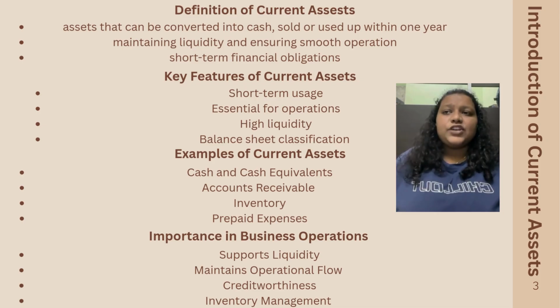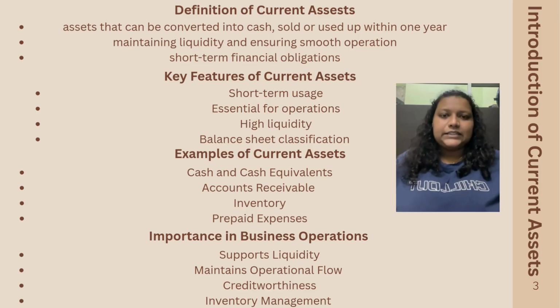Let's move on to the third point, which is examples of current assets. Current assets are cash and cash equivalents, which are readily available funds such as physical cash, checking accounts, and short-term investments. Second is accounts receivable, money owed by customers for goods or services delivered on credit. Third is inventory: raw materials, work in progress, and finished goods intended for sale. And the last one is prepaid expenses, which are payments made in advance for services or goods to be received in the future, for example insurance and rental.